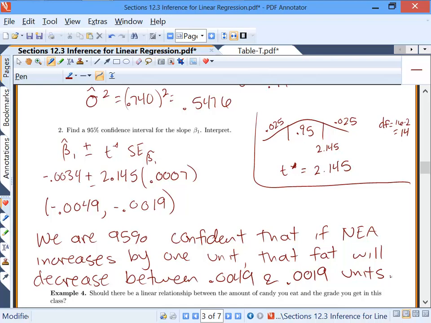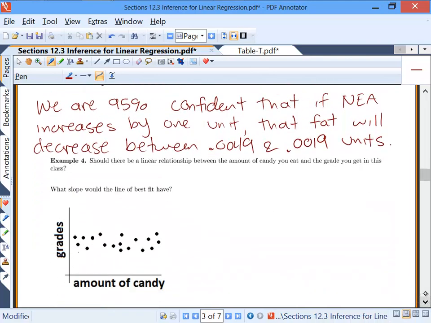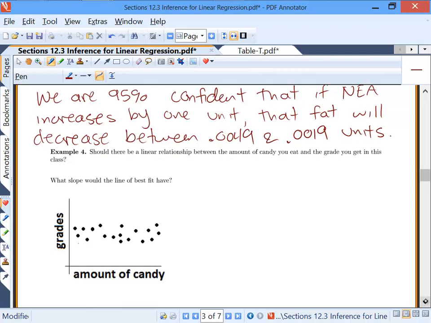That's how you find a confidence interval. Any questions? Okay. Once you found one confidence interval, you should be able to find any confidence interval for anything. Okay. So let's switch gears just a little bit, and read into our next topic.